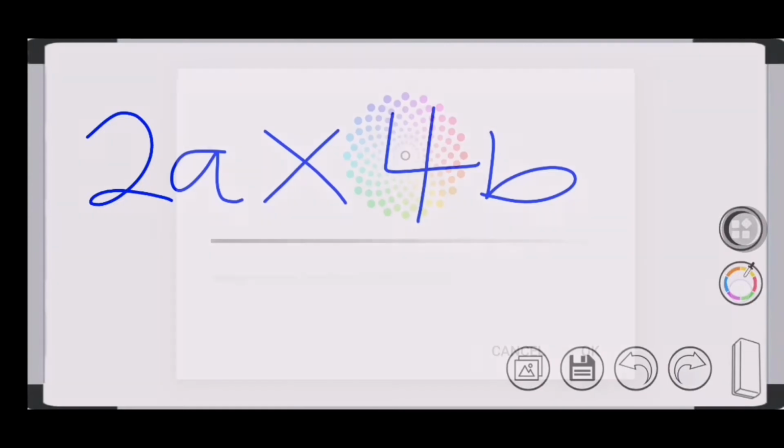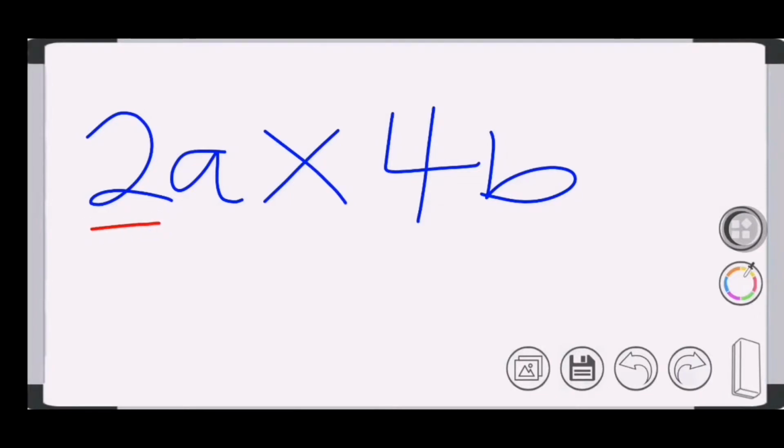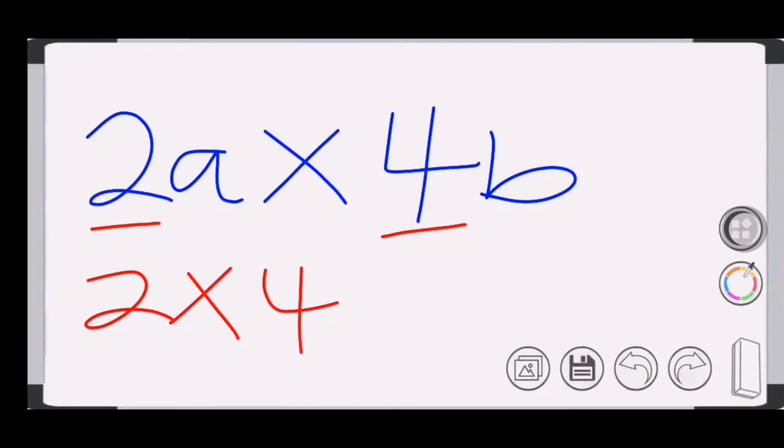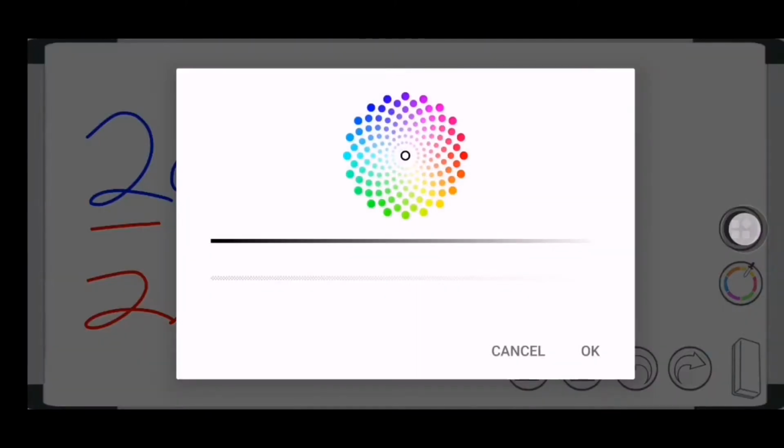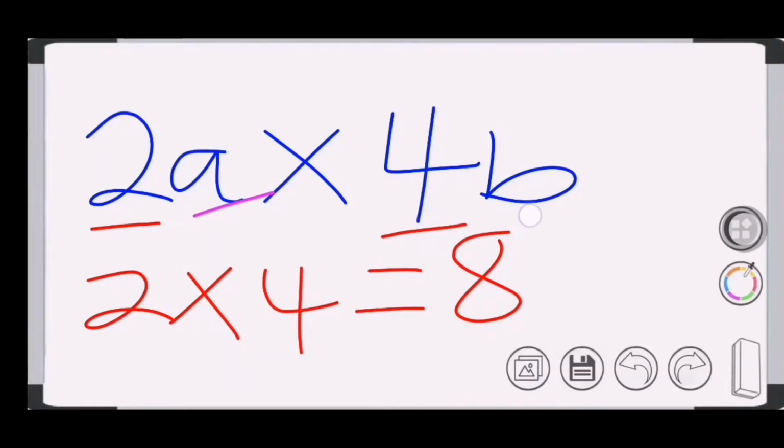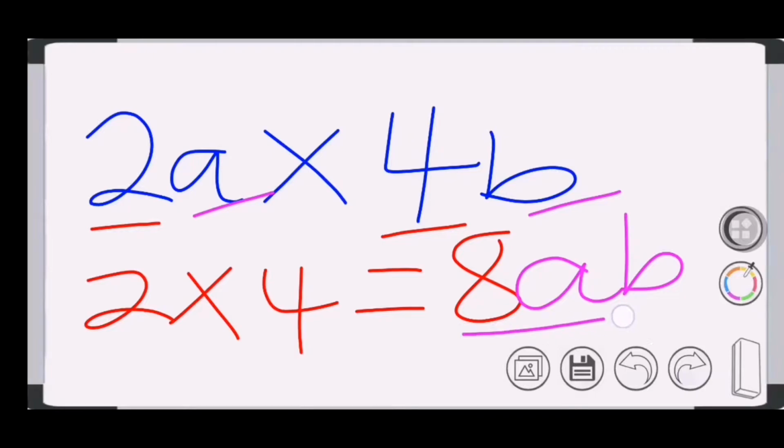We are multiplying them. Now, what are the coefficients in the two terms? In the first case, the coefficient is a 2. In the second case, the coefficient is a 4. Therefore, our answer is going to be the multiplication of the coefficients, 2 times 4, which will then be 8. Then we come to our variables, and in our variables, we have a times b. And a times b is ab. We just put the letters together. So our final answer is 8ab.